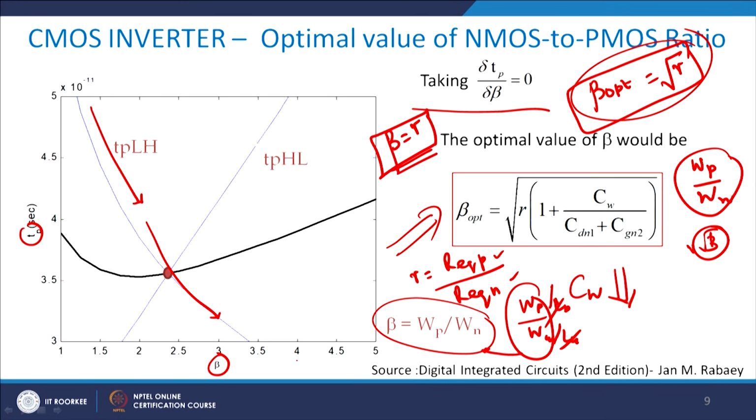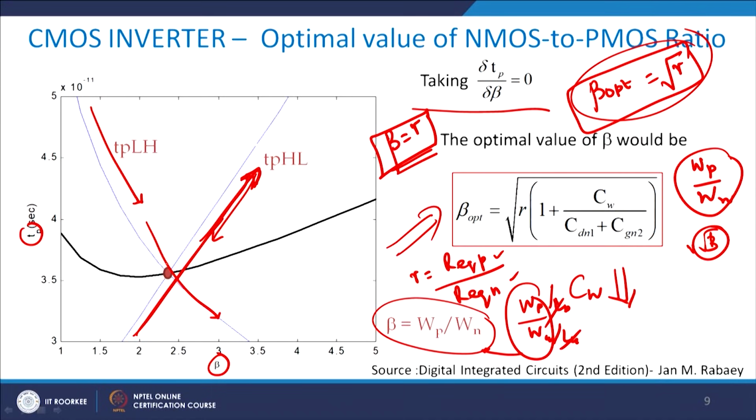But as the beta value increases, your high to low also starts to fall down. As you make beta higher, TPLH starts to fall down because PMOS is getting stronger, but TPHL starts to rise up because your NMOS is getting weaker with respect to PMOS. So, your pull down device is weaker now. So, I reach an optimum point somewhere here.